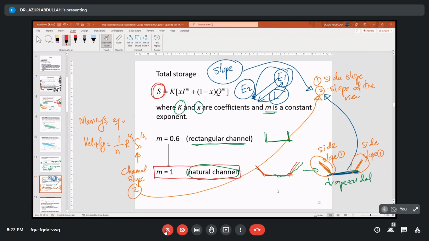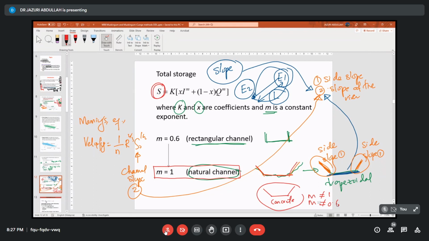Tapi kalau if we mention the trapezoidal with concrete, okay, so with concrete, meaning that this is not natural anymore. So the M is not equal to 1, M not equal to 0.6, but you have to calculate, you have to determine what is the M value and what is the value for trapezoidal channel or trapezoidal concrete channel.